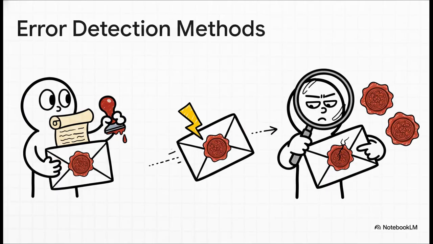The receiver has to be able to spot this. And the solution is some clever math. Using methods like a checksum or an even more robust one called a cyclic redundancy check, or CRC, the sender performs a calculation on the data. It then attaches that result to the frame, kind of like putting a unique wax seal on an envelope. When the frame arrives, the receiver does the exact same calculation. If its result doesn't match the sender's seal, it knows the data was messed with in transit.